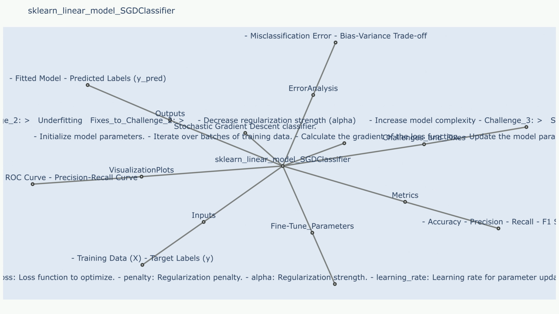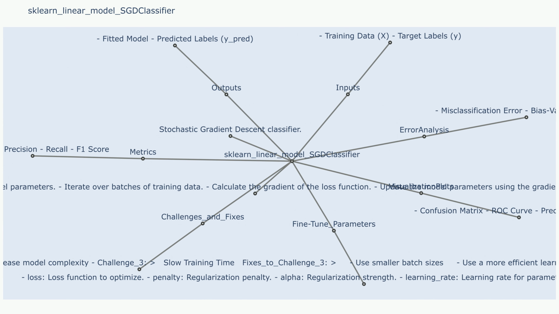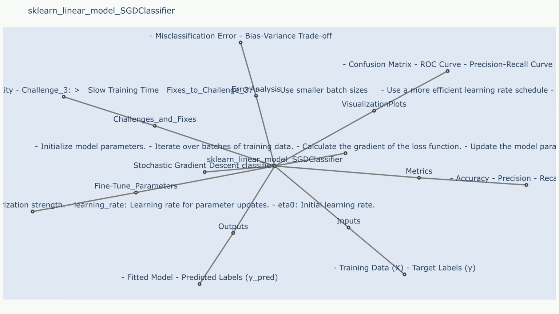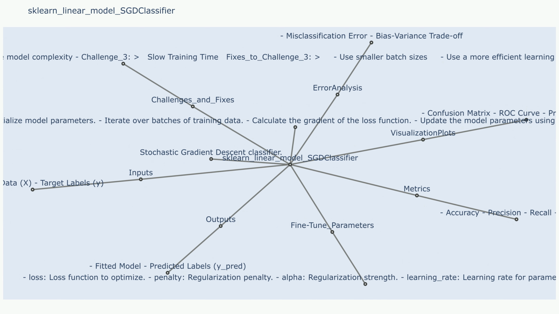Steps: 1. Initialization. The algorithm starts by initializing the model's parameters, weights and biases, randomly. 2. Iteration: the algorithm iterates through the training data, taking one sample or a small batch of samples at a time. 3. Gradient calculation for each sample. The algorithm calculates the gradient of the loss function with respect to the model's parameters. 4. Parameter update. The parameters are updated by taking a step in the direction of the negative gradient. The step size is controlled by the learning rate. 5. Repeat: steps 2 to 4 are repeated for a specified number of epochs, passes through the training data.